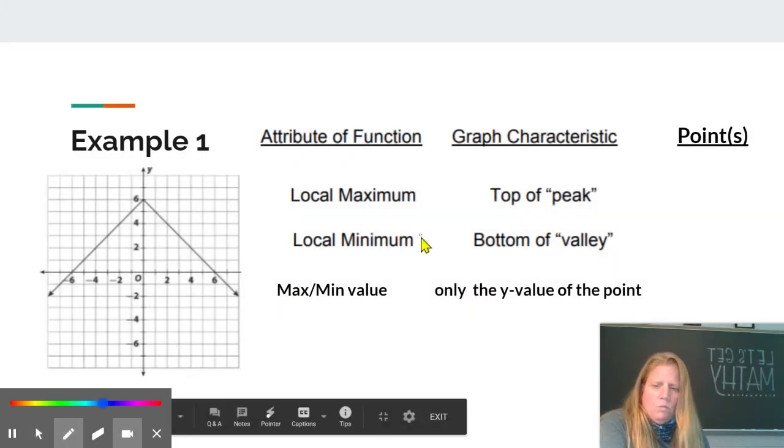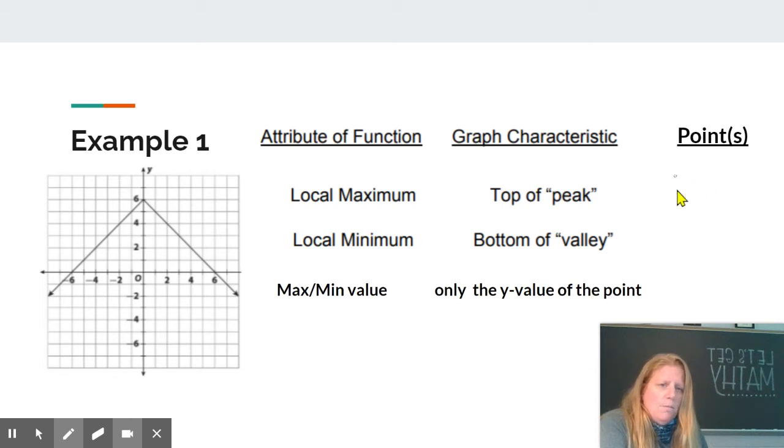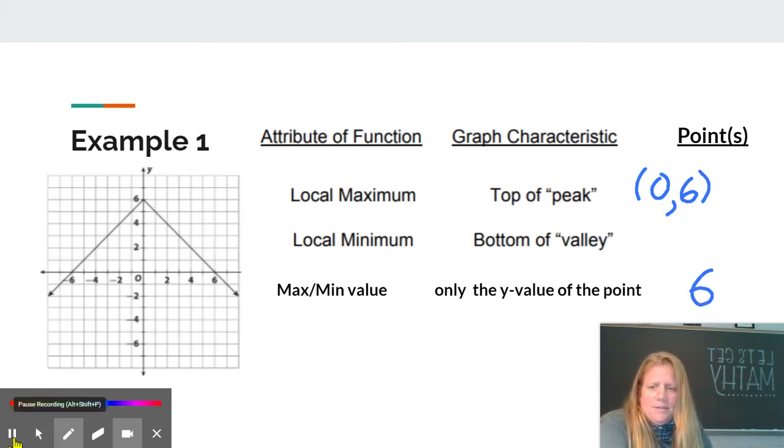So you want to read closely the questions. If they're asking you for the local or maximum point, you would write that as an ordered pair, (0, 6). If they're asking for the value, the maximum value, that is only the y value of the point. So the maximum value in this situation is 6, but the maximum point is (0, 6).